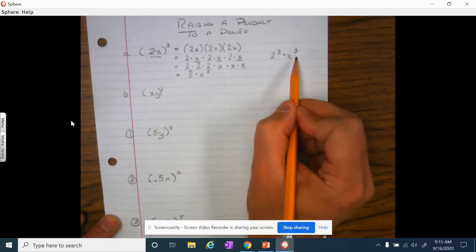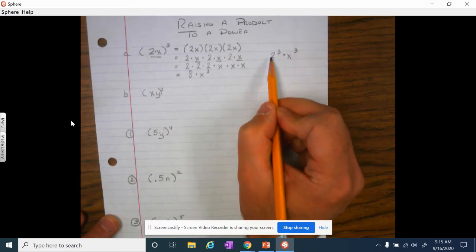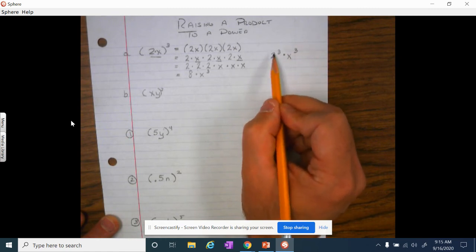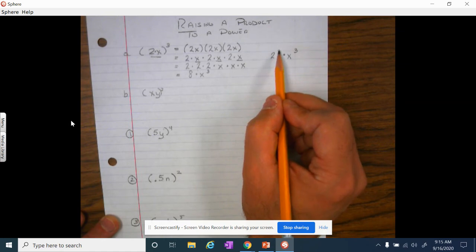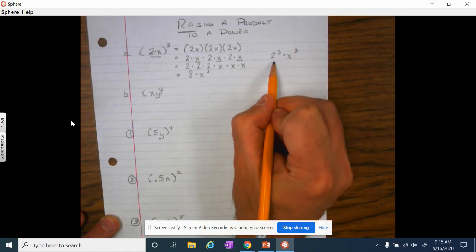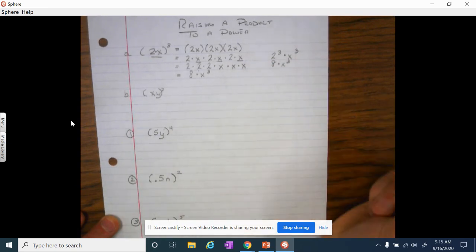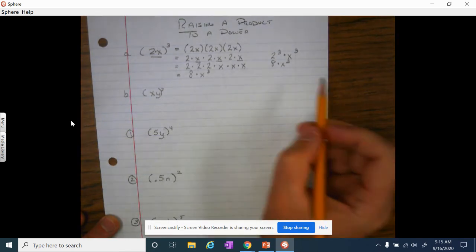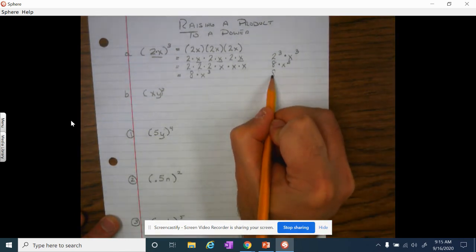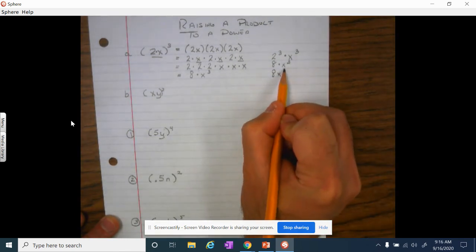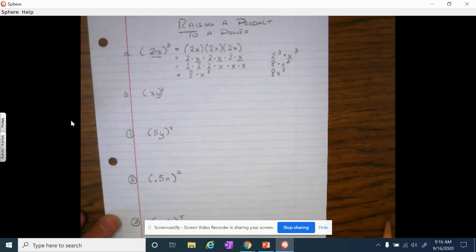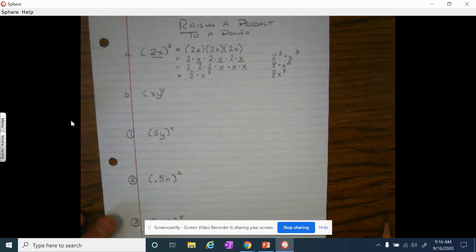I can't clean up the variable, but I can clean up 2 to the third. So you can go back to your cube root page, your chart, and you can say, oh, wait, 2 to the third, that's a perfect cube. 2 times 2 times 2 is 8. And I can't do anything with the x, so it's just x to the third, and then I don't need the dot. I know that it is multiplication when they're pushed together. So my final answer is 8x to the third.